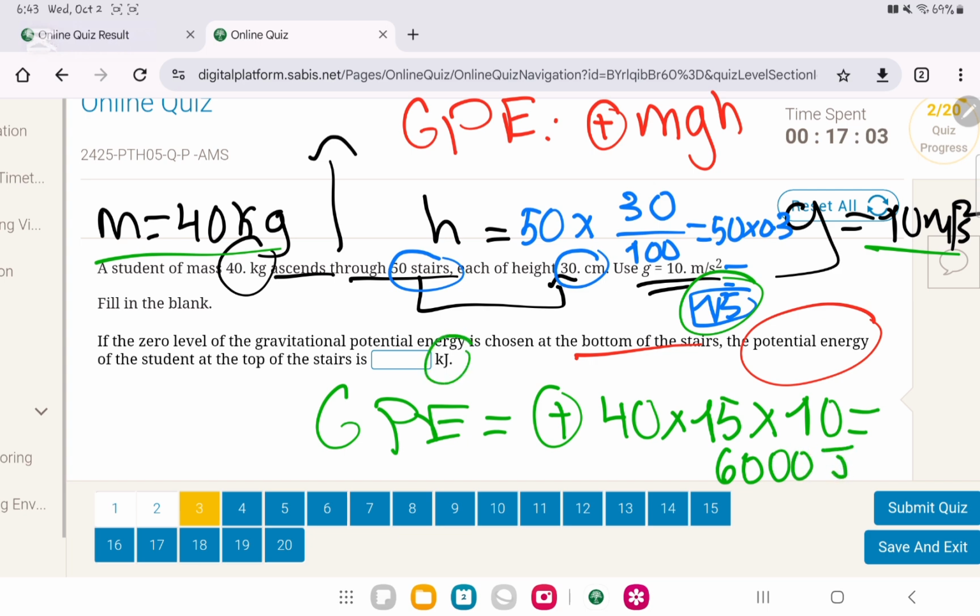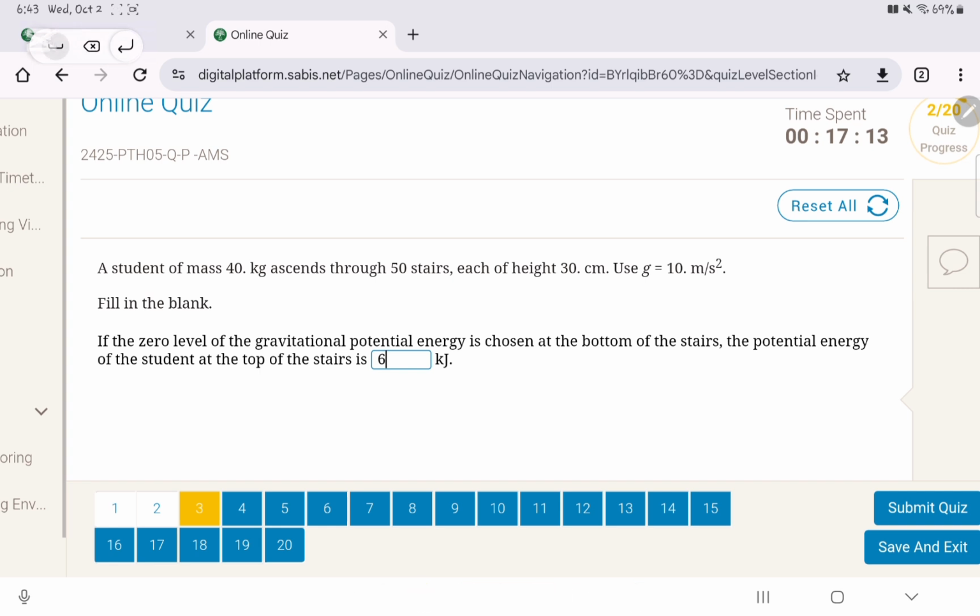Here, look in which unit they wanted. They wanted in kilojoules. So we're going to divide by 1,000, since they wanted in kilojoules, and we are going to get 6 kilojoules. So the answer here is 6 kilojoules.